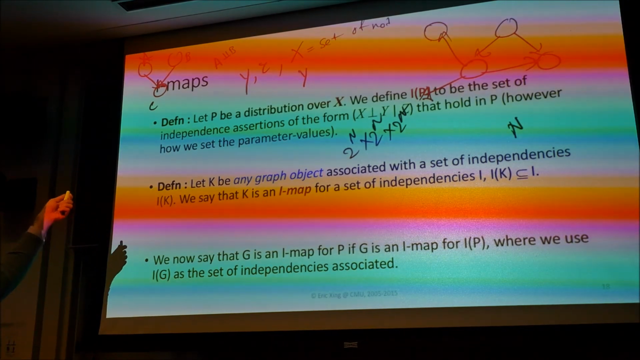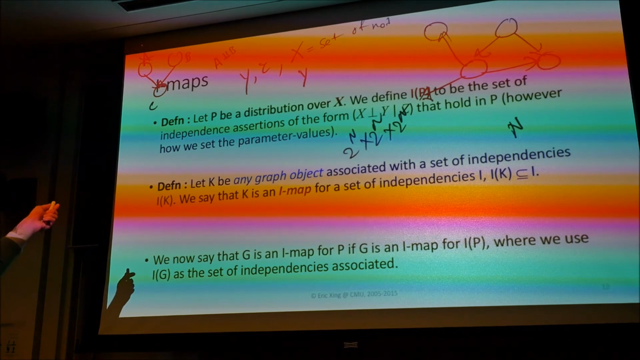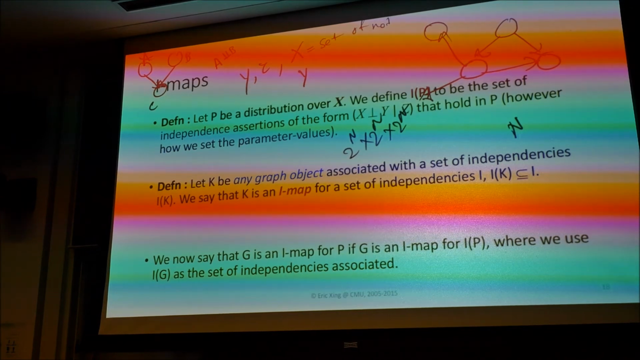But what would you do here? What is the answer to this? Conditioned on nothing, are A and B independent? So the problem happens when I condition on C. All right, so that's the definition of Imap.